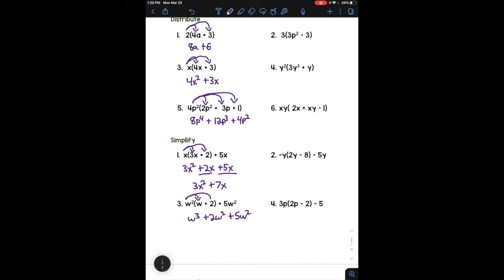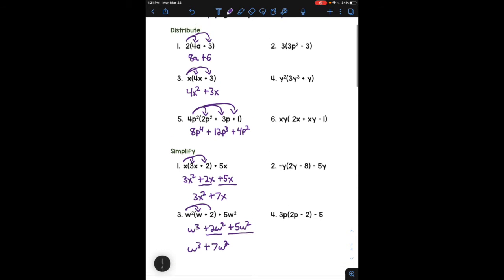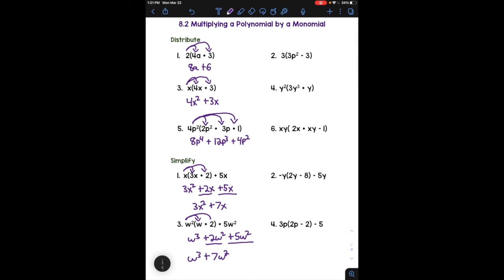Are there like terms we could combine? Yes, there are. The 2w squared and the 5w squared are like terms because they have the same variable and the same exponent. They both have a w squared. So we could combine that to get w cubed plus 7w squared. What I'm going to ask you guys to do is pause the video, try the even problems, and then play the video back to check your answers.